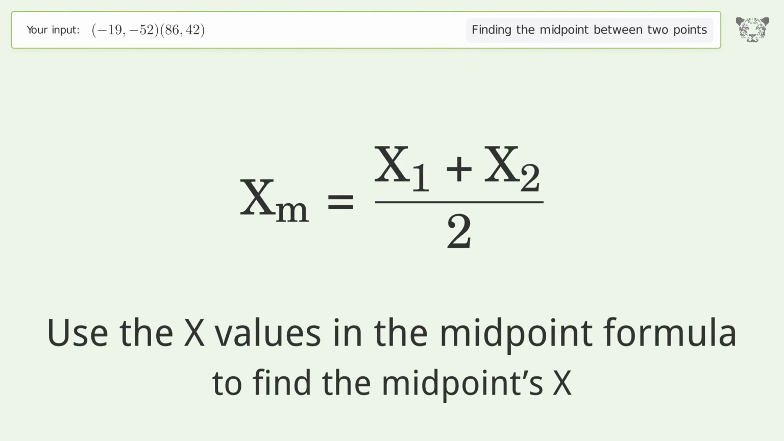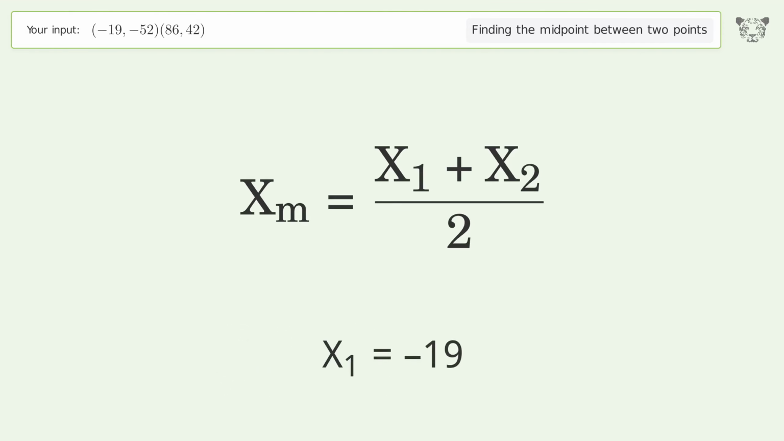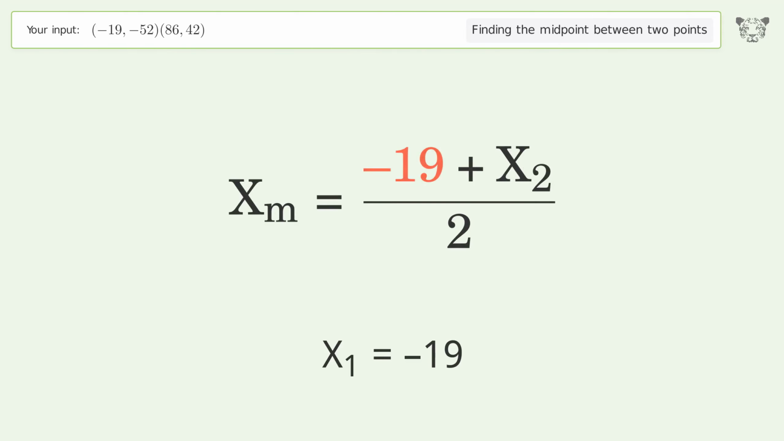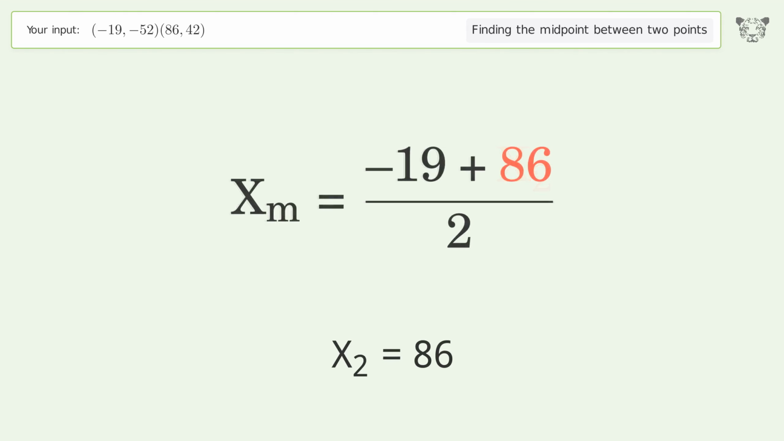Use the x values in the midpoint formula to find the midpoint's x. x1 equals -19. x2 equals 86. Simplify the arithmetic.